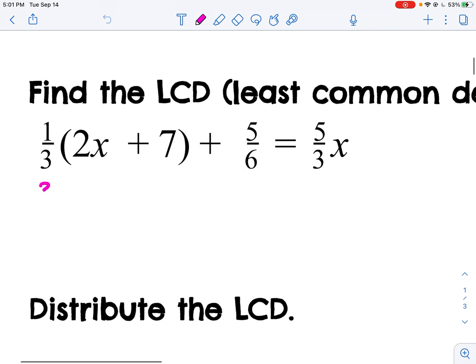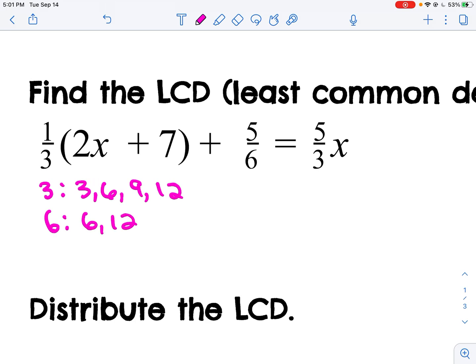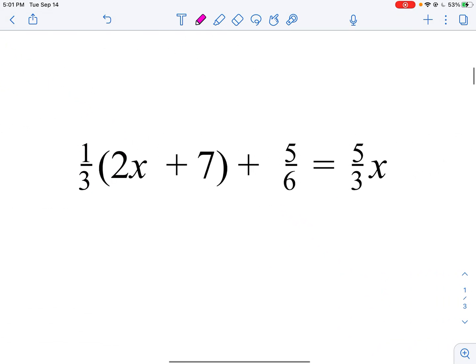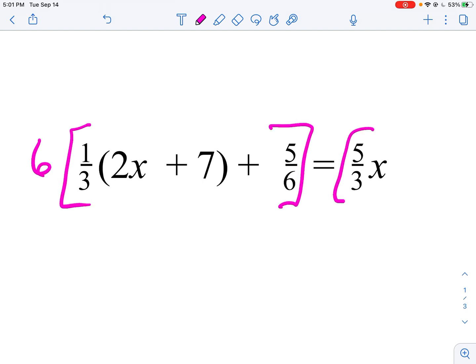The two denominators that we have are 3 and 6. So 3, 6, 9, 12. 6, 12. What's the smallest number they have in common? And that is 6. So that means I'm going to take this and multiply both sides of the equation by 6.